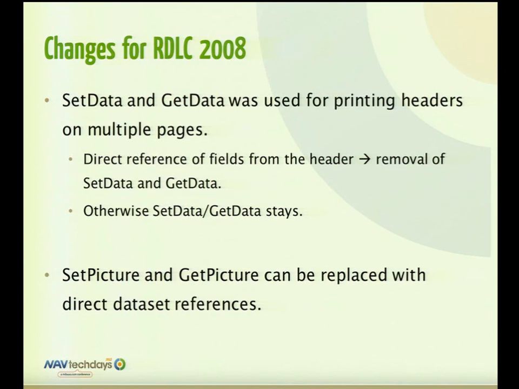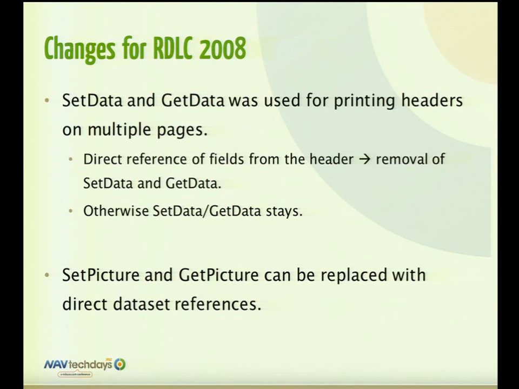Set data, get data is actually one step ahead of hidden fields. It is used for printing headers on multiple pages. Especially in our document reports, we want to print the headers on multiple pages, not only on the first page. Since we are using hidden fields to print the headers, and these hidden fields are at the top of our body region, they're not available when you go to the second page of your document. That's why we use set data to save the header information in a global variable in the background, and then we receive it back using get data.